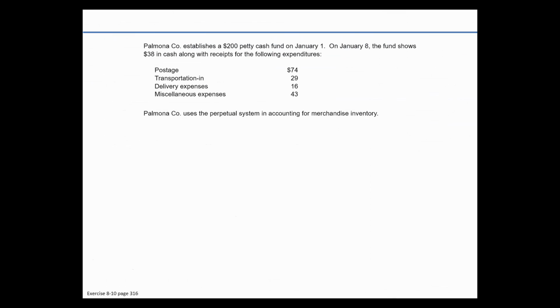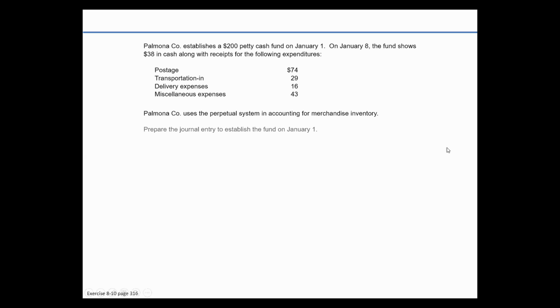So Pomona Company establishes a $200 petty cash fund on January the 1st. On January the 8th, the fund shows $38 in cash along with receipts for the following expenditures. So postage of $74, transportation in of $29, delivery expenses of $16, and miscellaneous expense of $43. And they use a perpetual system for accounting.